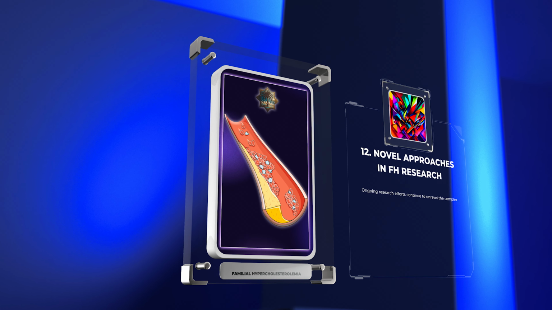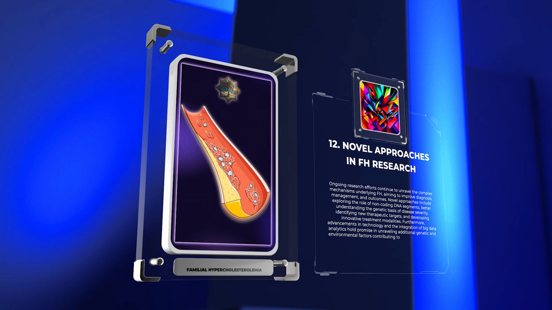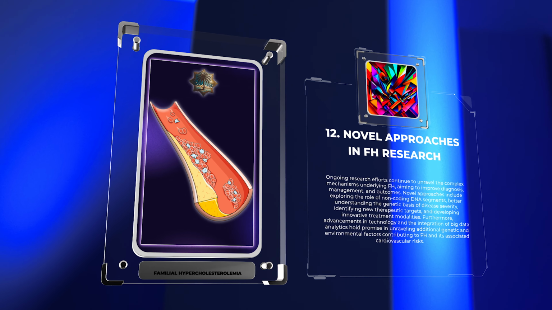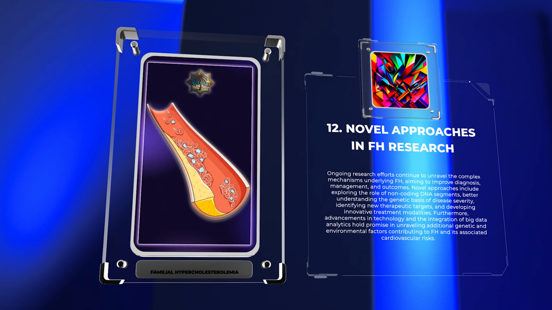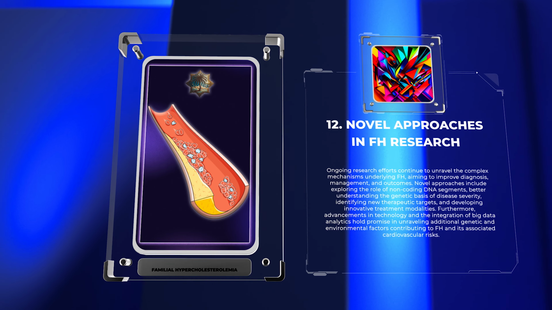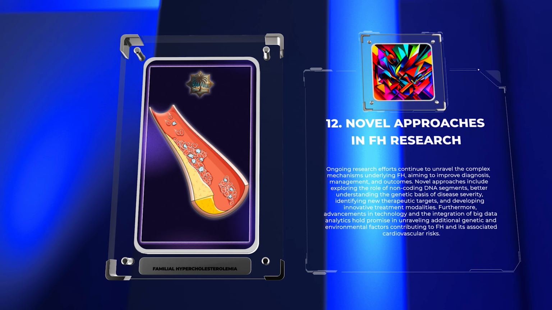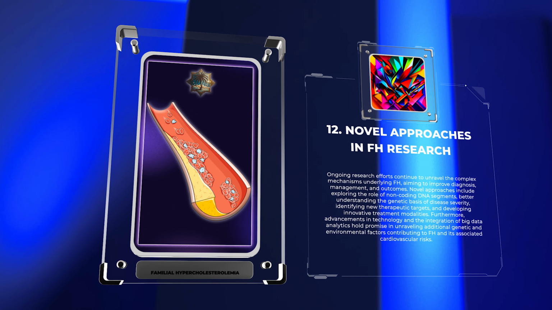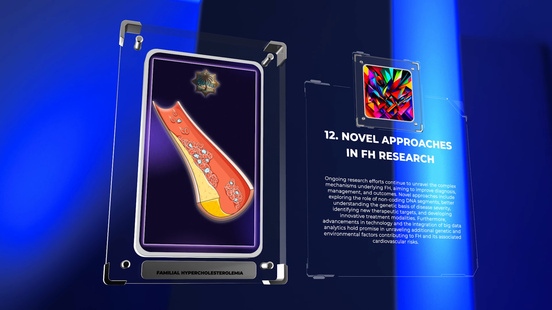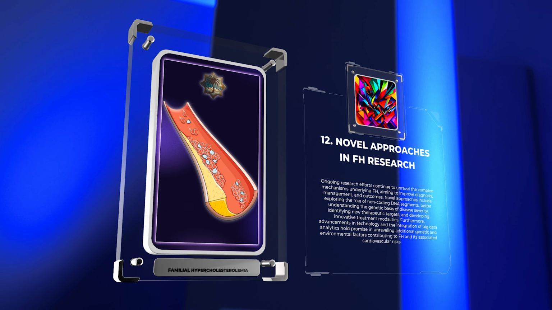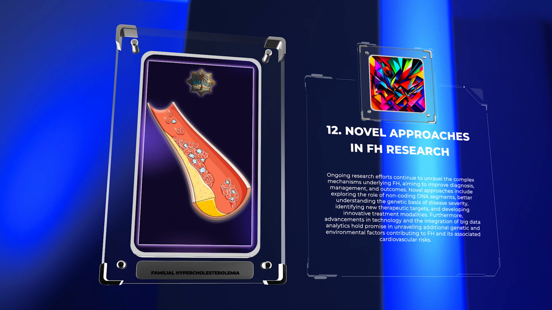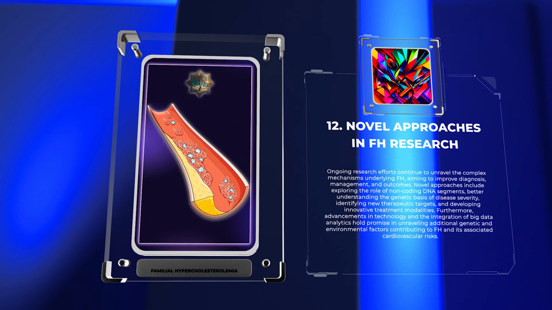Ongoing research efforts continue to unravel the complex mechanisms underlying FH, aiming to improve diagnosis, management, and outcomes. Novel approaches include exploring the role of non-coding DNA segments, better understanding the genetic basis of disease severity, identifying new therapeutic targets, and developing innovative treatment modalities. Furthermore, advancements in technology and the integration of big data analytics hold promise in unraveling additional genetic and environmental factors contributing to FH and its associated cardiovascular risks.